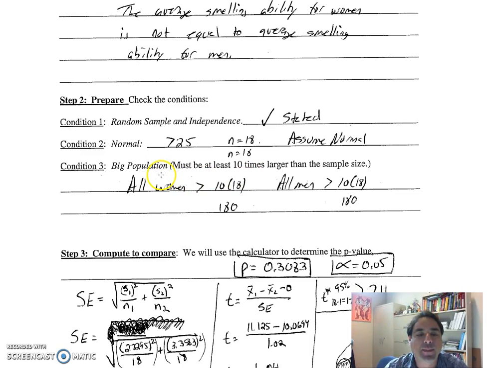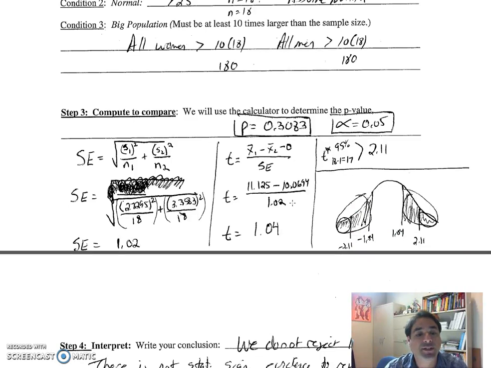And when you check the population, you can either say all people and say 10 times 18 plus 18, which is 360, or you can do them separately. All women, is that greater than 10 times 18, which is 180? And all men, is that greater than 10 times 18, which is 180? And they're both true.